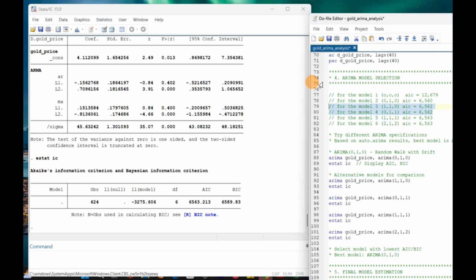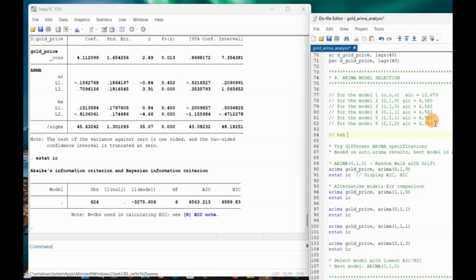So now, which model are we going to run? The best model is what we are going to run. Who remembers how to run it? It's ARIMA, gold price, comma, ARIMA 0110 in brackets. Hopefully we are on the same page.